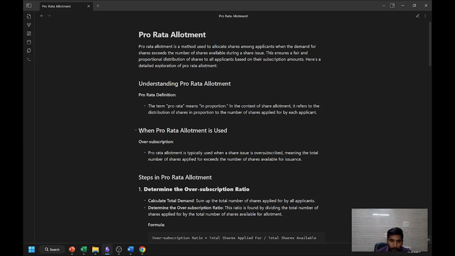When is the pro rata allotment used? It is used in the case of oversubscription. The pro rata allotment is typically used when a share issue is oversubscribed, meaning the total number of shares applied for exceeds the number of shares available for issuance. When the total number of shares applied is more than the available shares, that scenario is known as oversubscription.